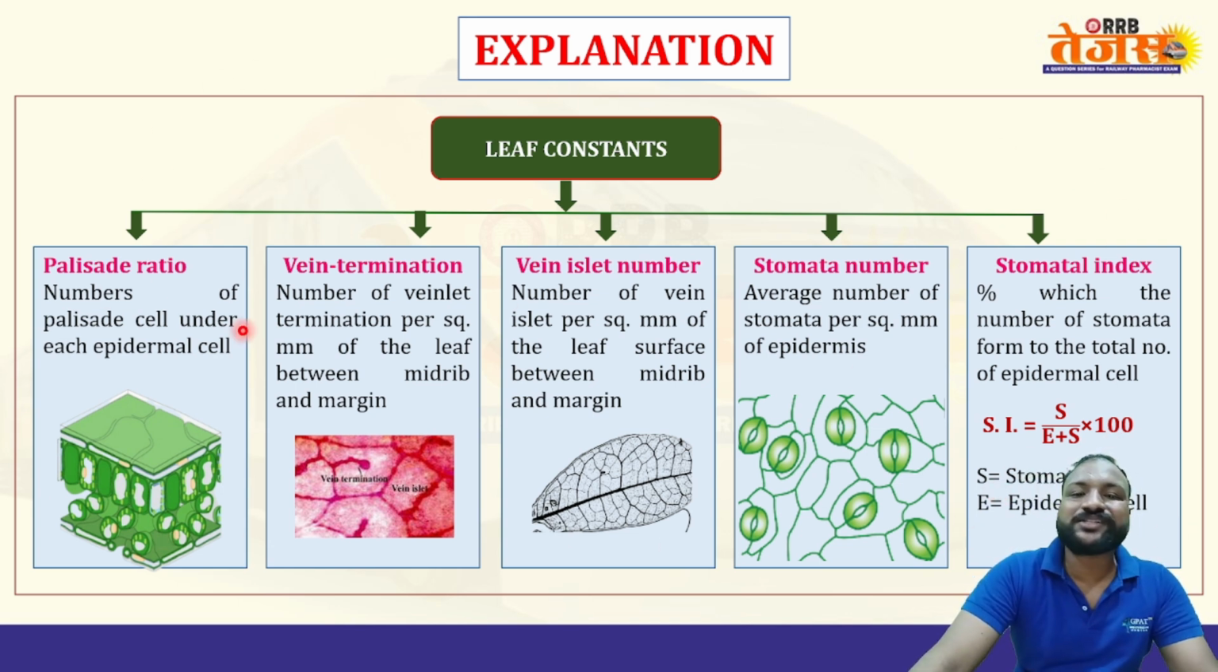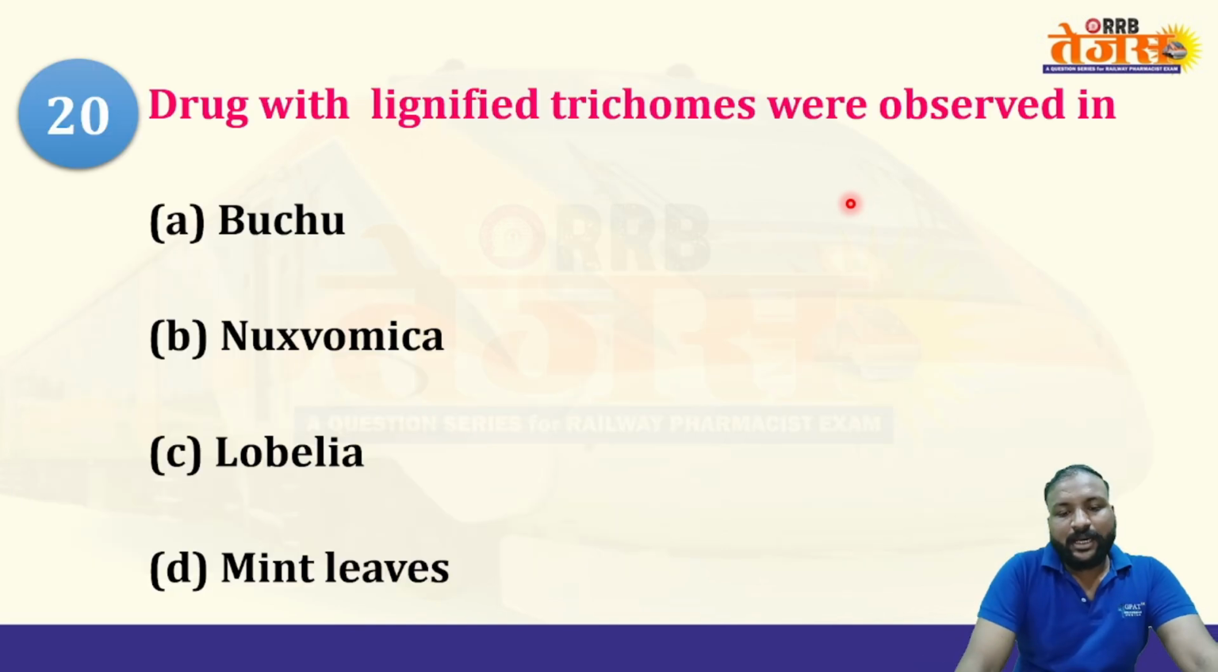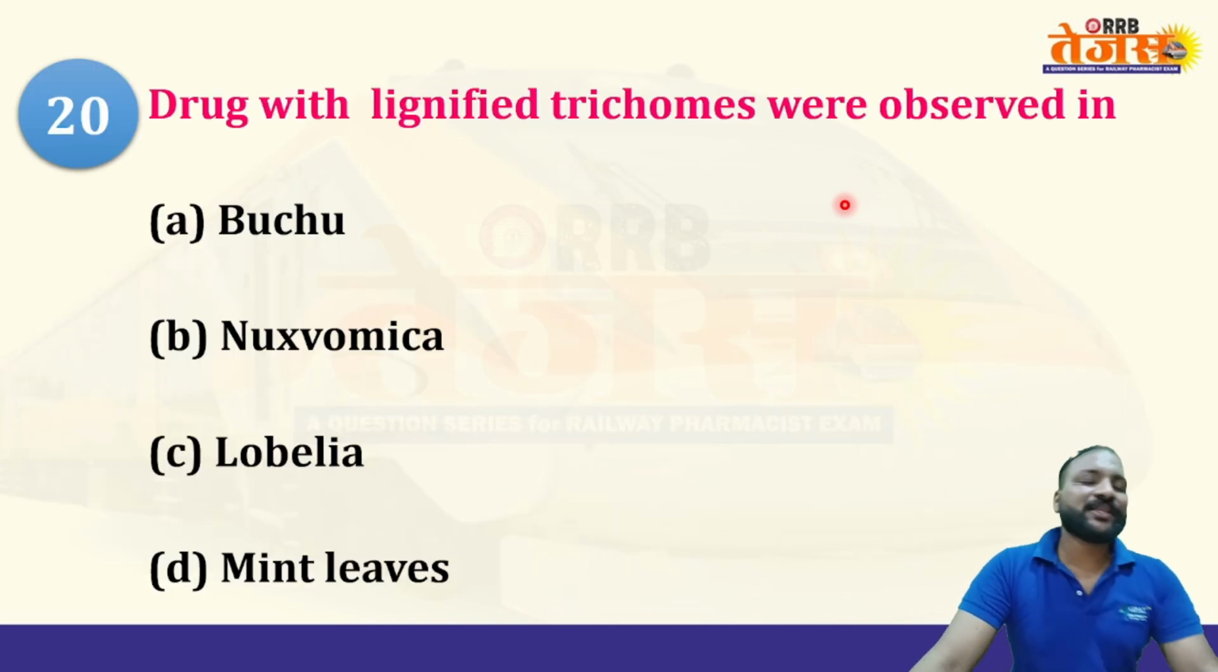These are all the leaf constants: palisade ratio, vein islet number, vein termination number, stomatal number. These are all the leaf constants which are tested for the microscopical evaluation of leaves. Next, the 20th question in the series.